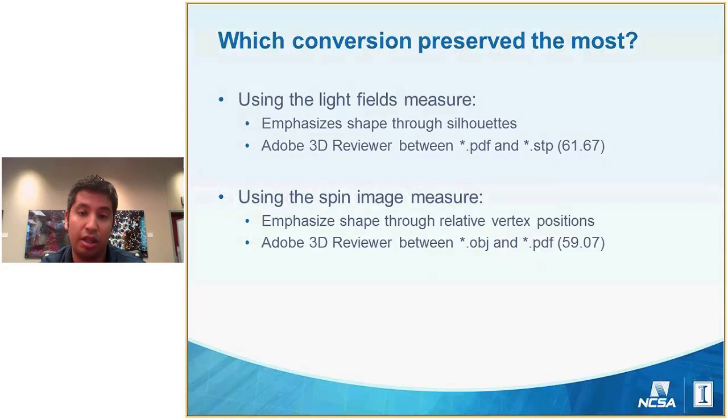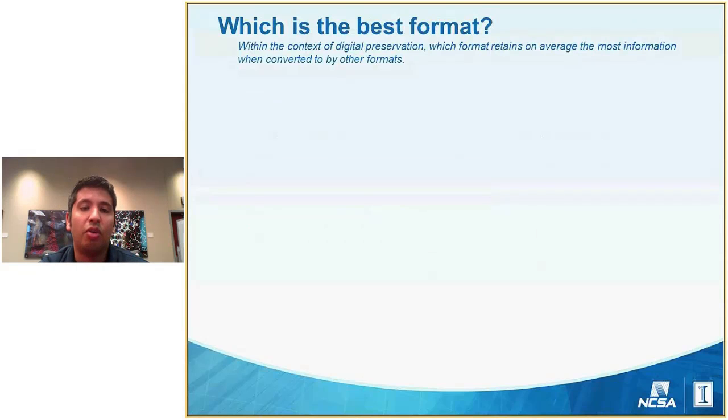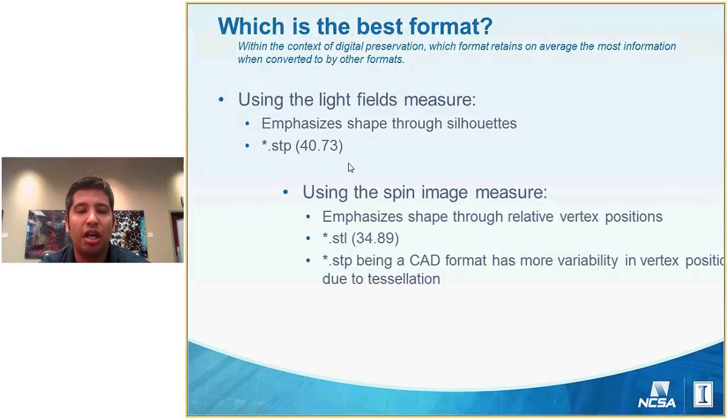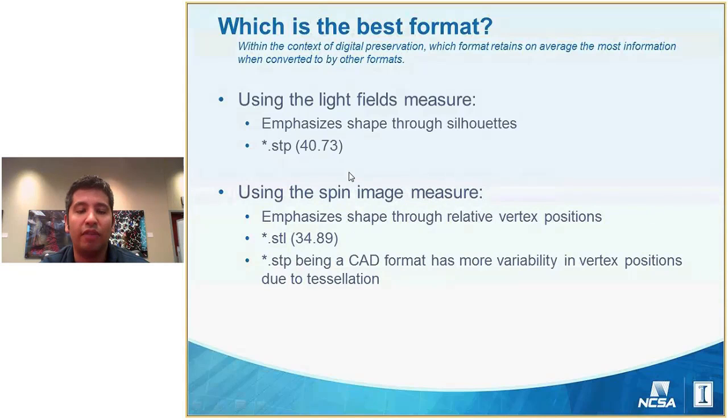The idea is an archive would run this again with their software on samples from their data, so it would be relevant to their data set, to them. And so which is the best format? It depends on which measure you use. If you use the light fields measure, the best format is the STEP format in this case, on this data set, on these applications. I can't emphasize that enough.